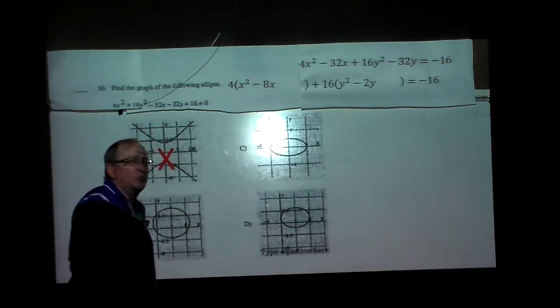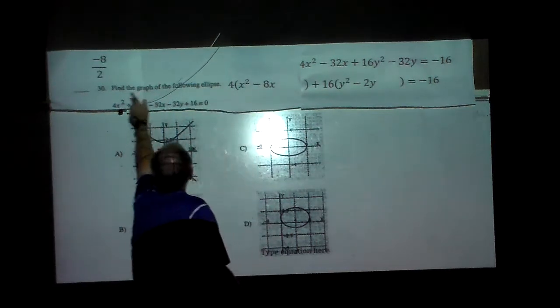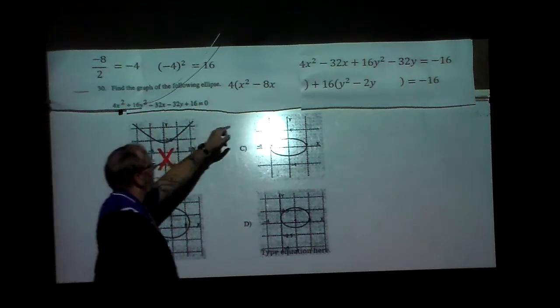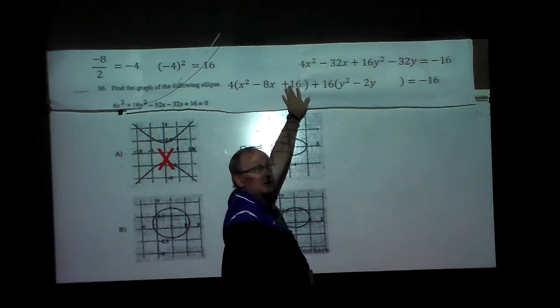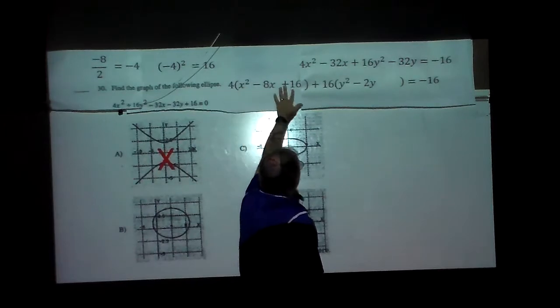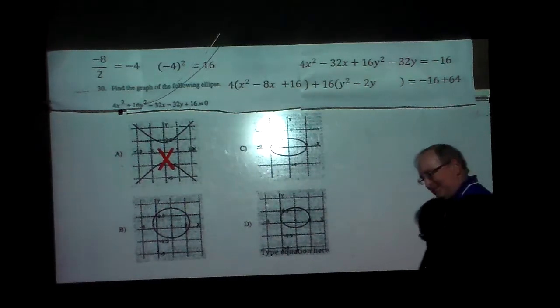Now, I have to complete the square. Go to this middle number right here, no matter what it is, divide it by 2, which makes -4, and then I'm going to square the -4 to get 16. Well, I'm going to add a 16 right here, but I really didn't add 16. I added 4 times 16, and 4 times 16 is 64. So I have to add a 64 over here.